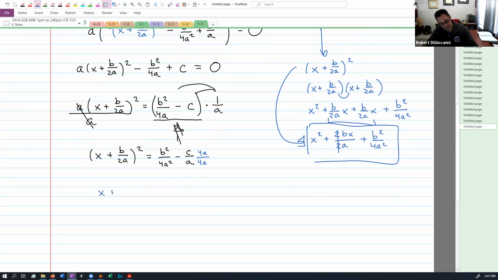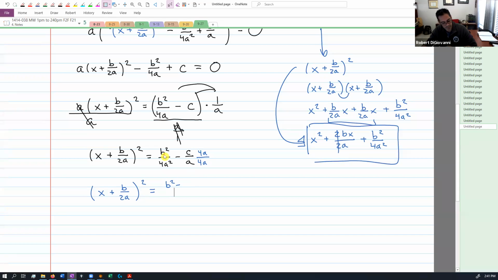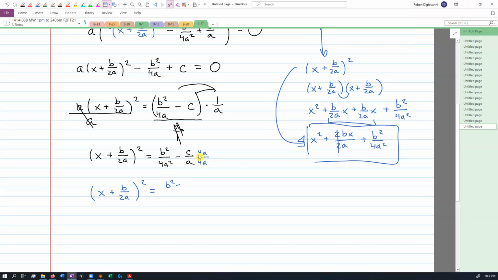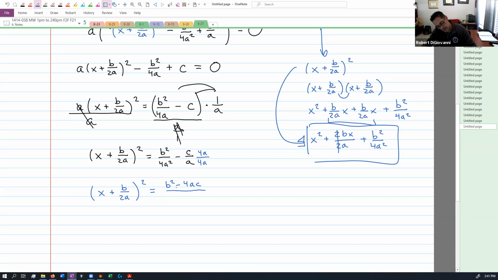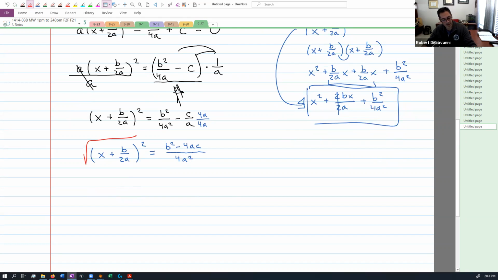Are y'all starting to see it? It's starting to come to life here. Yeah. The top is now b squared minus what? 4ac. 4ac, that sound familiar? Over the common denominator 4a squared, right? Oh, okay. Yeah. Now I'm going to take the square root on both sides, which will give me plus or minus, won't I? Have that?